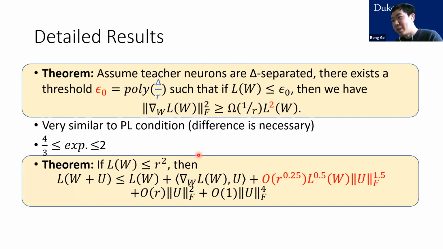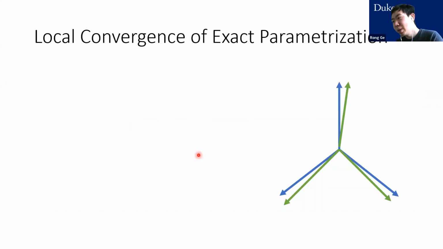So if we combine this theorem with a theorem that looks like smoothness, we can use standard optimization tools to say that gradient descent will converge to the global optimal solution. In order to give some intuition on what we need to prove this result, let me first talk about why it is difficult, or why it is interesting, to study local convergence for overparameterized models.